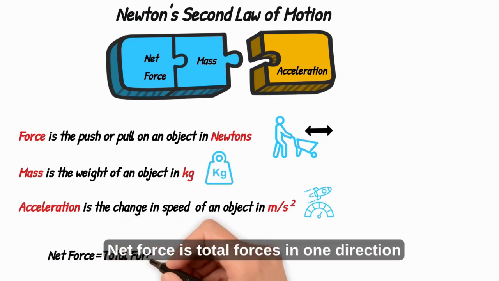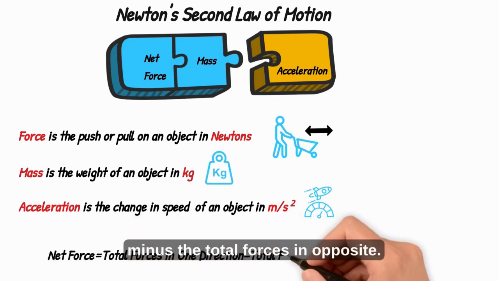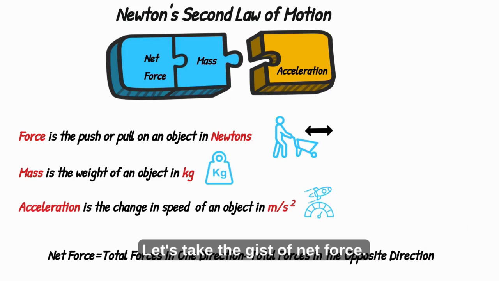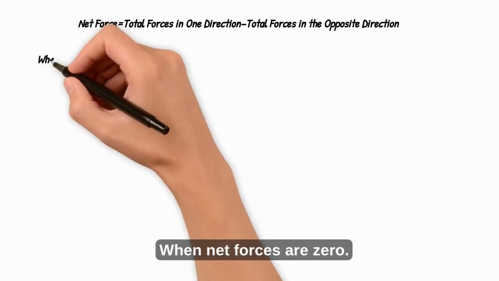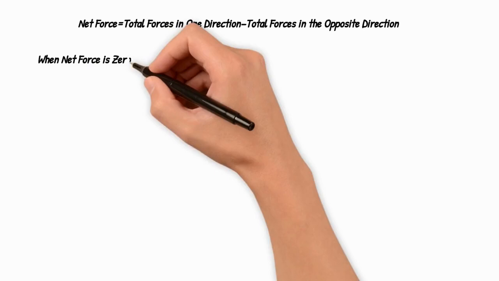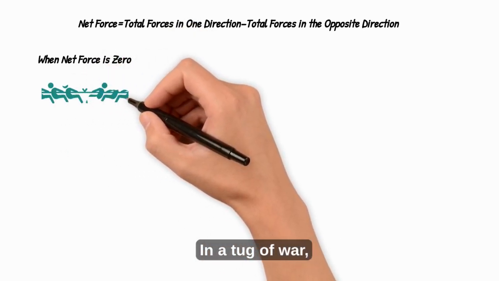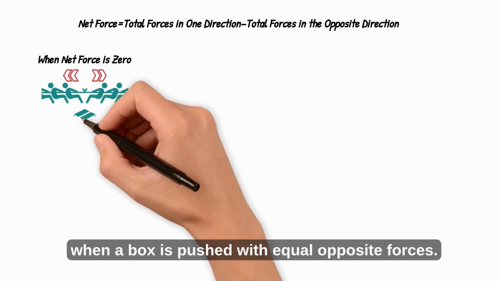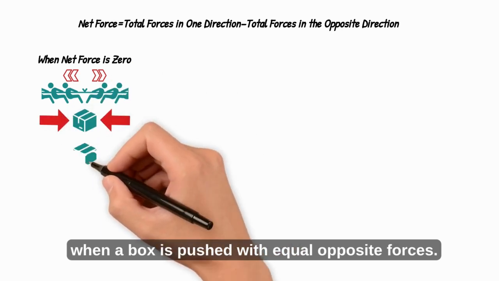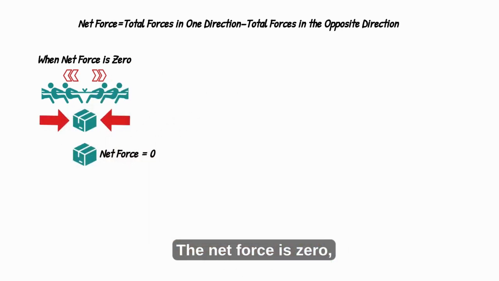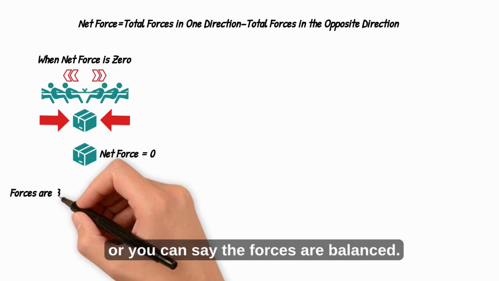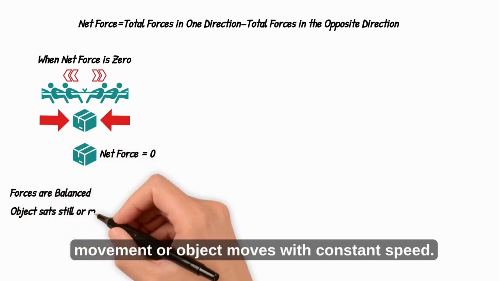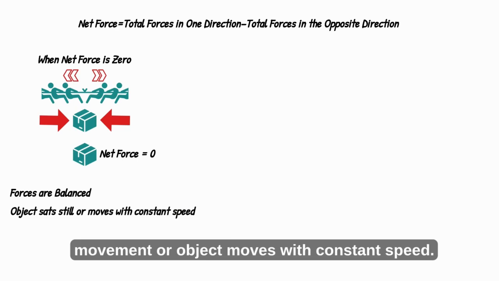Net force is the total forces in one direction minus the total forces in the opposite direction. Let's take the gist of net force. When net forces are zero, in a tug of war, when equal force is applied at both ends, or when a box is pushed with equal opposite forces, the net force is zero, or you can say the forces are balanced. When forces are balanced, either there is no movement or the object moves with constant speed.